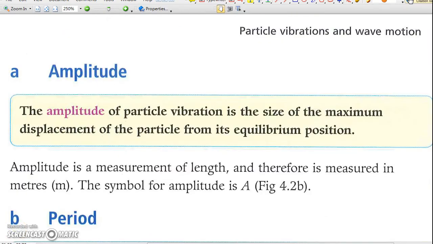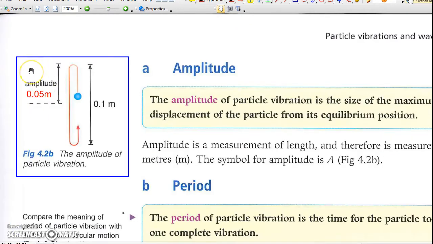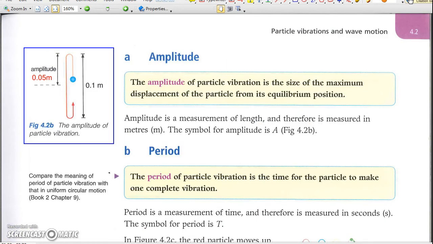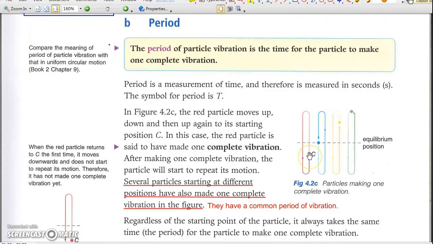A. Amplitude. It is the magnitude of the maximum displacement of a particle from its equilibrium position, as shown on the left. It is a length measured in meters. B. Period. It is the time for the complete vibration, measured in seconds. Regardless of the starting point, the period of all particle vibrations in a wave are always the same.